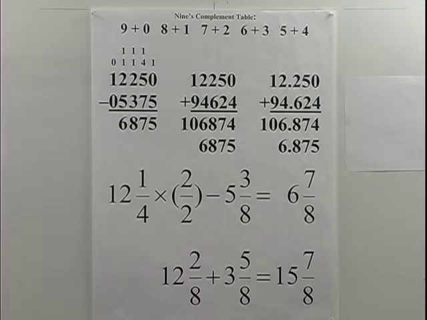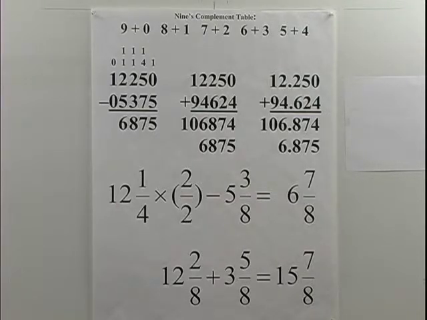This number, translated into a mixed number, 12.250, is 12 1/4. This number, when translated into a mixed number, 5.375, is 5 and 3/8. From 12 and 1/4, I want to subtract 5 and 3/8. But I'm going to use the 9's complement procedure. So I have to find the 9's complement of this subtrahend, 5 and 3/8.